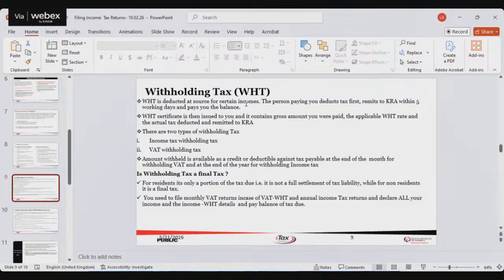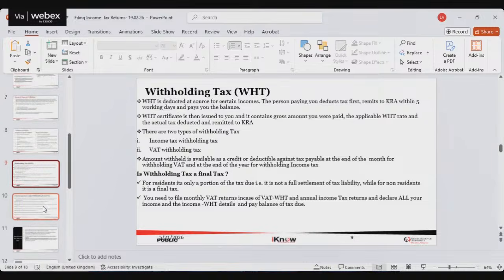Also, in case you withhold from a non-resident, then whatever you have withheld from them will be final on them. However, for any other person, whatever has been withheld will not be final. Still, the person or the entity will be expected to declare the gross amount, claim the expenses that relate to that income that they have received, and then claim the taxes which have been withheld as tax credit as they are filing the annual return.